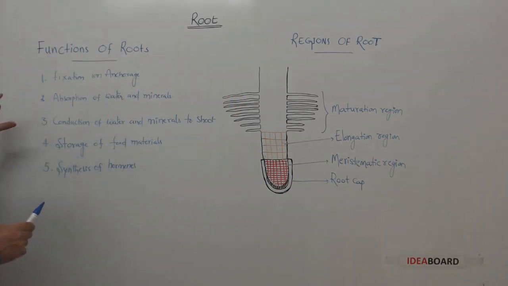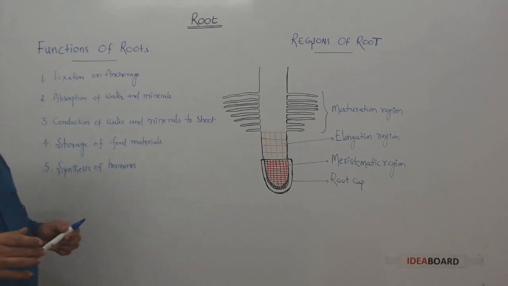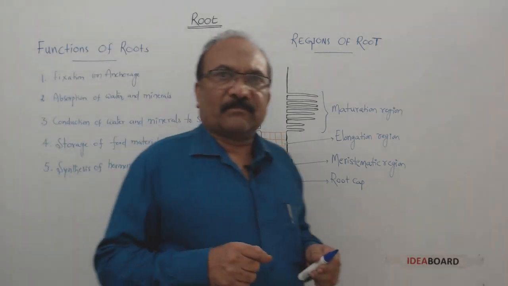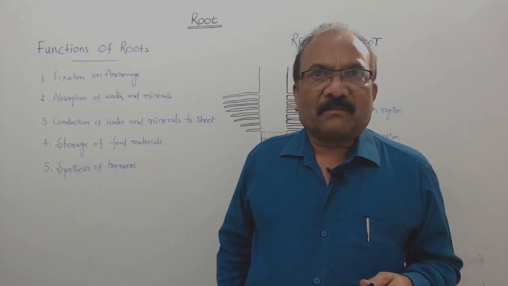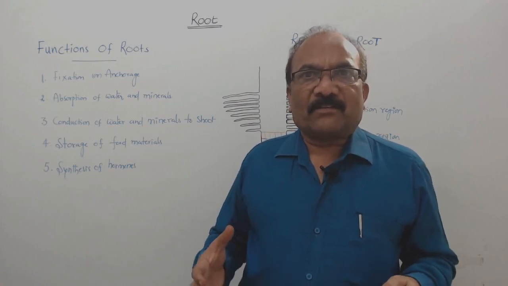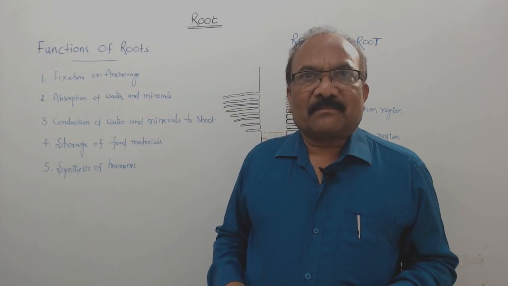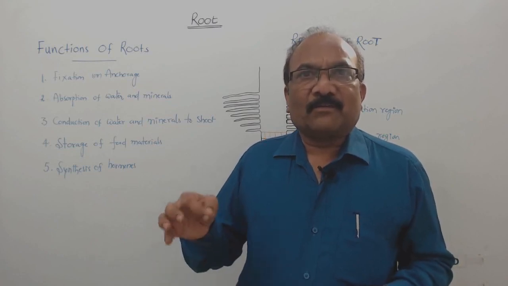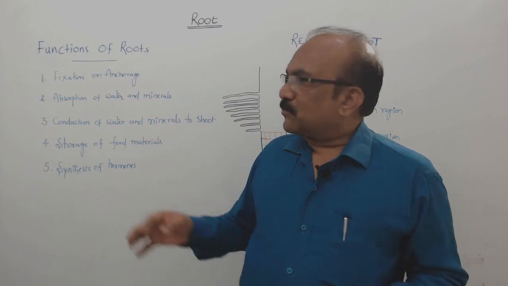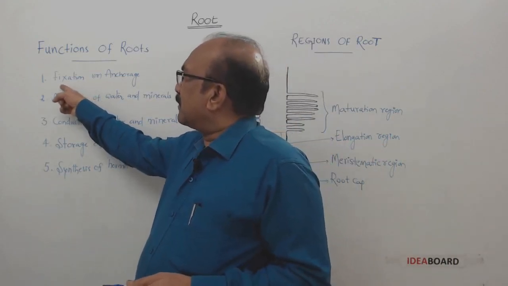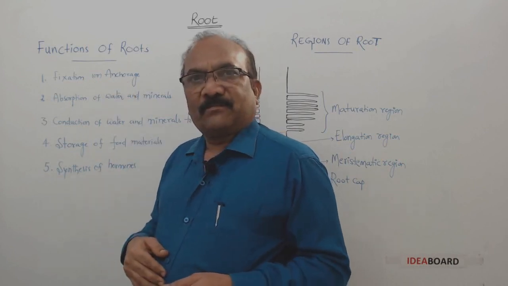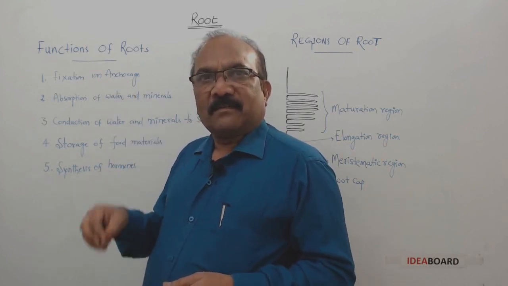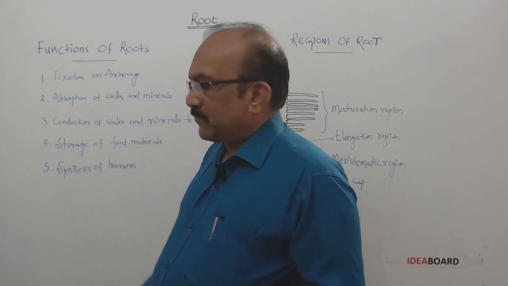What are the functions of roots? You know that the plants are fixed at one place. They do not move from place to place. How come they are fixed at one place? It is done by the root system. So that's why the first function is fixation or anchorage of the plant in the soil. That is the first function.